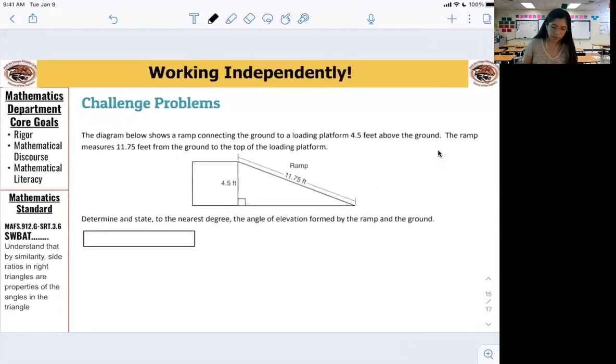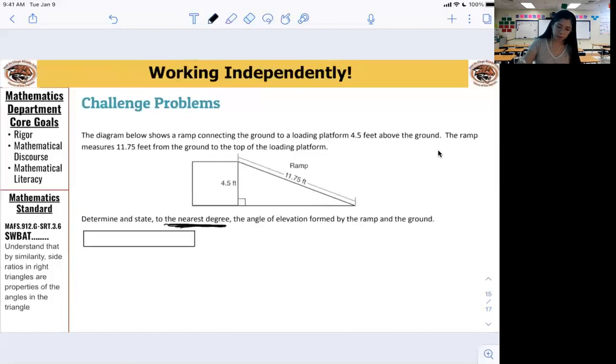Good, here's a good one. The diagram below shows the ramp connecting the ground to a loading platform 4.5 feet above the ground. The ramp measures 11.75 feet from the ground to the top of the loading platform. Determine and state to the nearest degree, the angle of elevation formed by the ramp and the ground. So which one's my angle of elevation? Is it this one, number 1, or number 2? Number 1. Number 1, good.